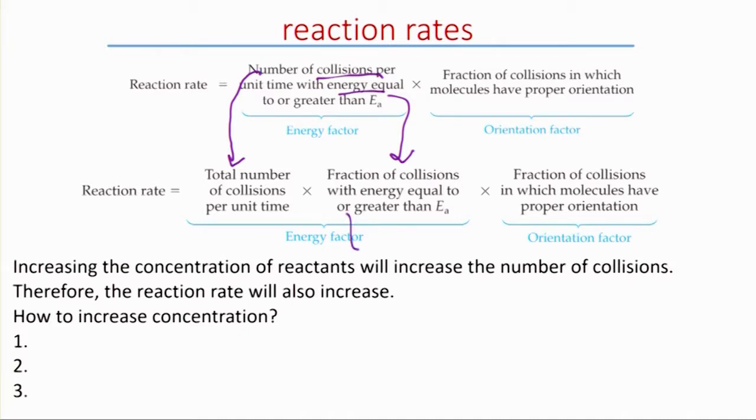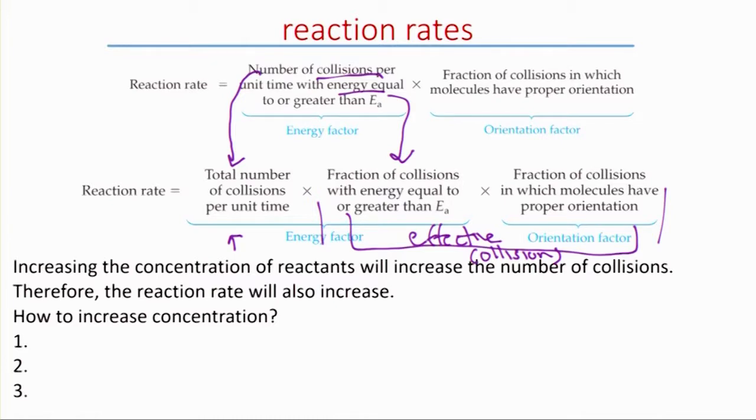All right, so that will then lead to this. I'm going to put these two together. These are the fraction of collisions with energy equal to or greater than the activation energy, and the fraction of collisions in which molecules have proper orientation. This is what is required. Those are the two requirements for effective collisions. These are going to be a constant thing at a certain temperature. And that will leave this right here, which is the number of collisions per unit time.